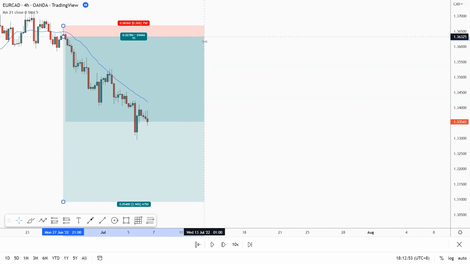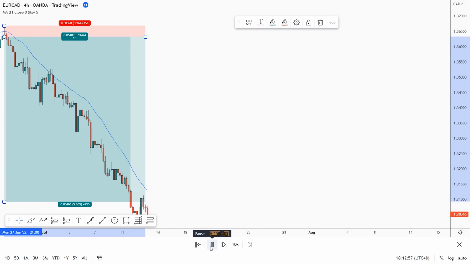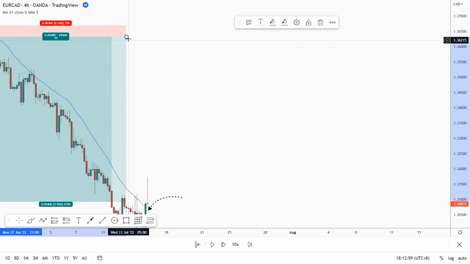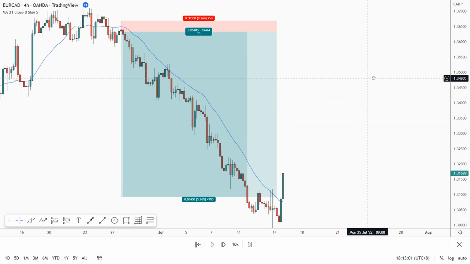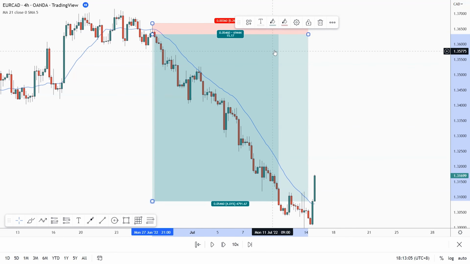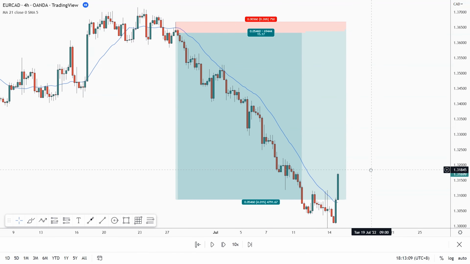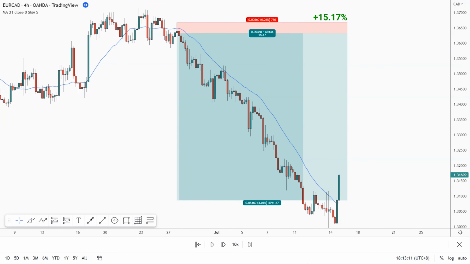So, where will we exit? Same as always, when a candle closes above the 21 moving average. We gain 15.17% with a 1% risk. In comparison to the previous position, which is 8.89%, we have increased our gains by 6.28%. The opportunities are endless for this strategy.